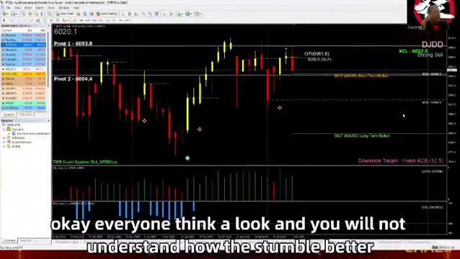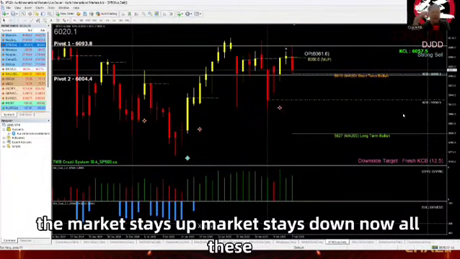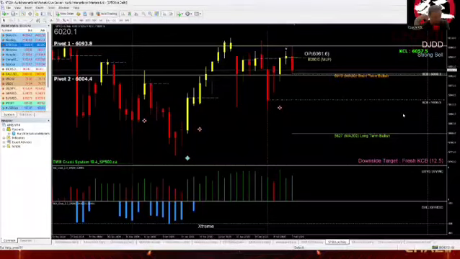Okay, everyone take a look and you will now understand how the system works better already, right? Why the lines are there, why sometimes the market stays up, sometimes the market stays down, all this.